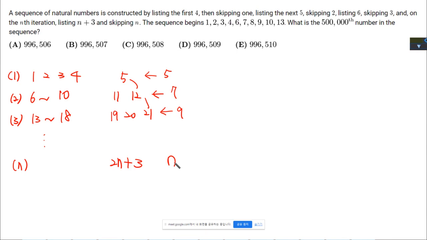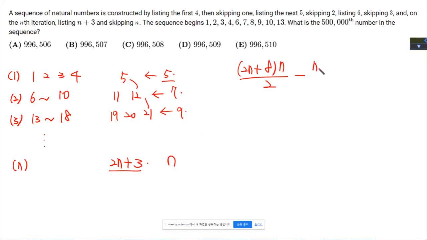So if we add all the numbers in the group, that means we are going to add these numbers 1 through n, and because that's an arithmetic sequence, to find the sum, we can add the first and last term, and then multiply by n and divide by 2. That's the total number from group 1 through n. And then we are going to subtract the numbers not included in the counting. So the sum is 1 through n.